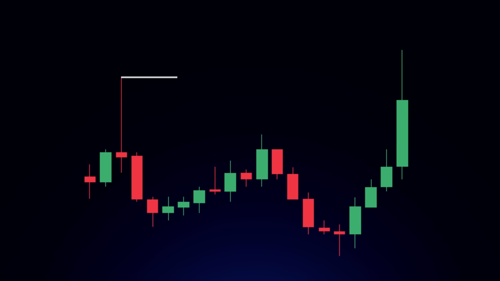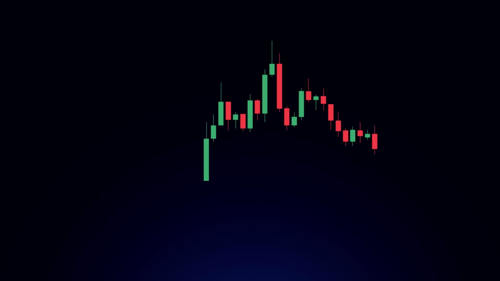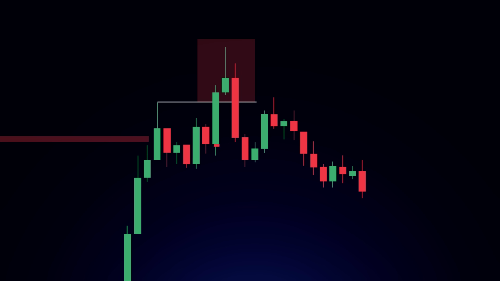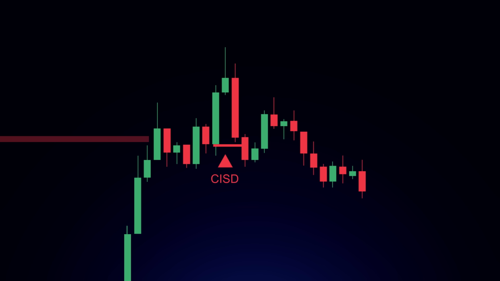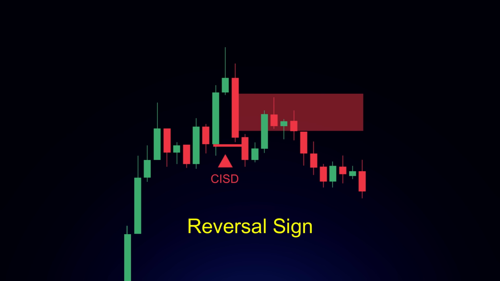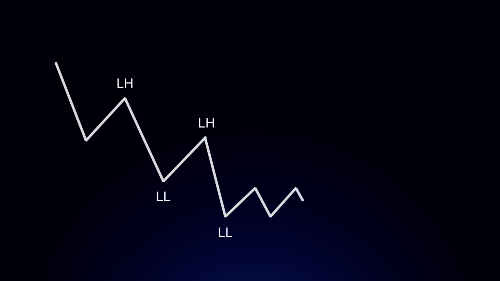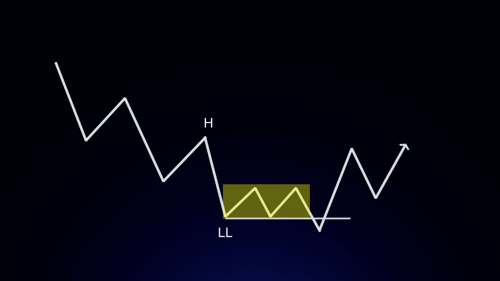Just because price taps into a liquidity pool doesn't mean it's ready to reverse. You need confirmation, and this is where the CISD comes into play. The CISD is the first clear sign that the market may be shifting direction. Let's say price has been making lower highs and lower lows. Then suddenly, after grabbing sell-side liquidity, it breaks the previous lower high. That shift in structure, that's your CISD.